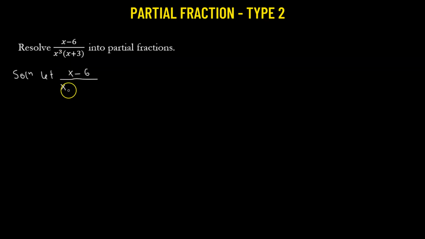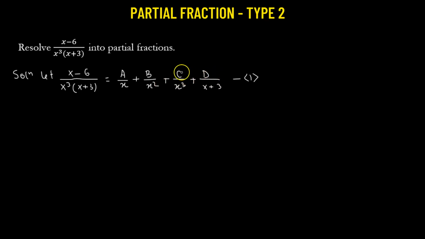So that means the factor x is repeating 3 times, and that's multiplied to x plus 3. In total, we have 4 factors in the denominator, which means we can resolve it into 4 partial fractions. The first one being a over x, followed by b over x squared. Then the third one will be c over x cubed, and the fourth one is going to be d over x plus 3. Now our goal is to find out the value of a, b, c and d.